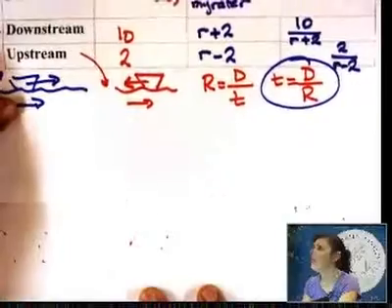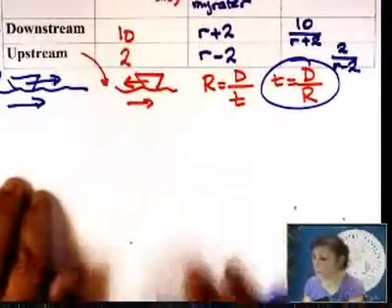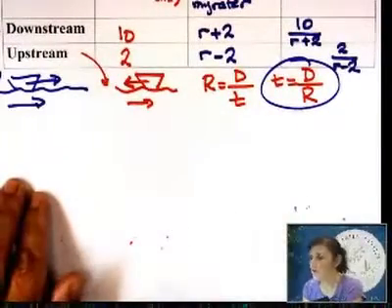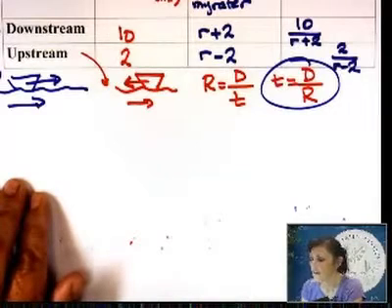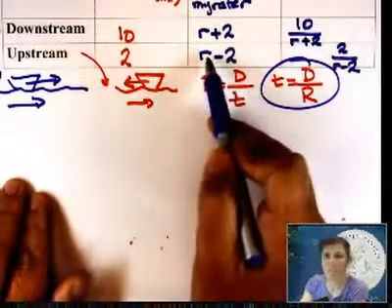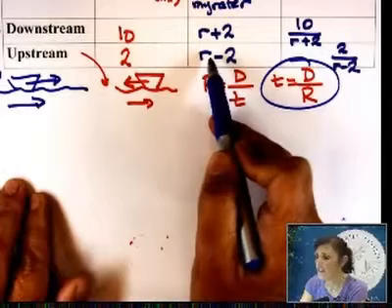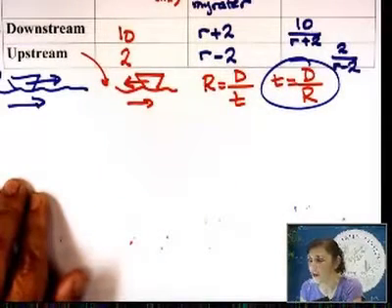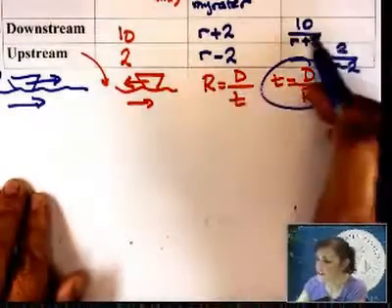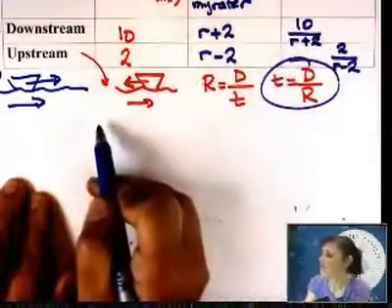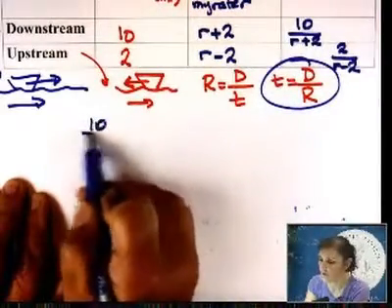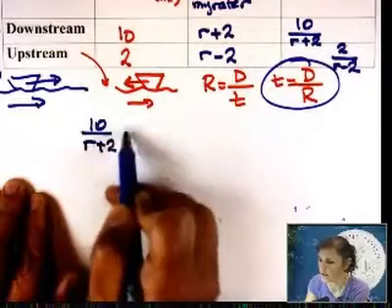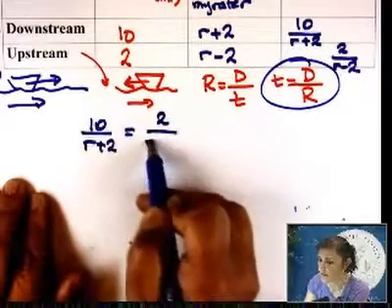Here we go. What does that mean? That means determine the canoe speed in still water. So that is my R. And it says that it took me the same amount of time to go downstream and upstream. That means these two times are equal. So my equation is going to be 10 over R plus 2 equals 2 over R minus 2.